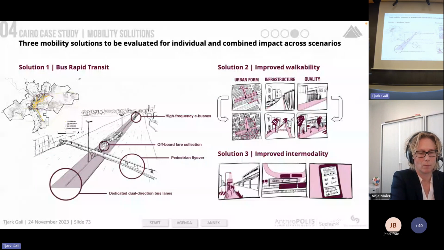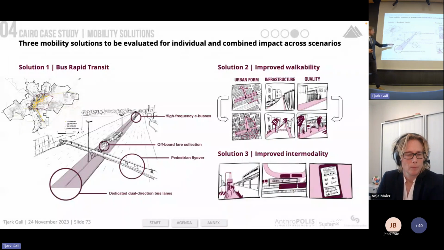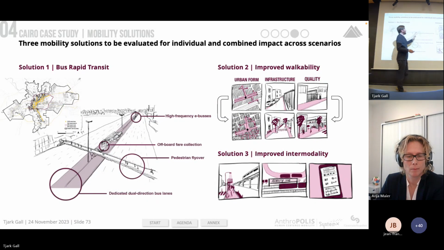In that case, we didn't want to focus on SAUVs, but we wanted to look at what solutions are there which have a potential impact and which are not that costly, and which are currently discussed. And this is once a bus rapid transit, which means a bus with a dedicated bus lane and a couple of other things, as currently discussed for the context of Cairo, or Greater Cairo. And we have improved walkability, which means what happens if we increase the walkability around the station to increase the catchment area of the station, and the intermodality, meaning how can people change between a bus and a train and so on.